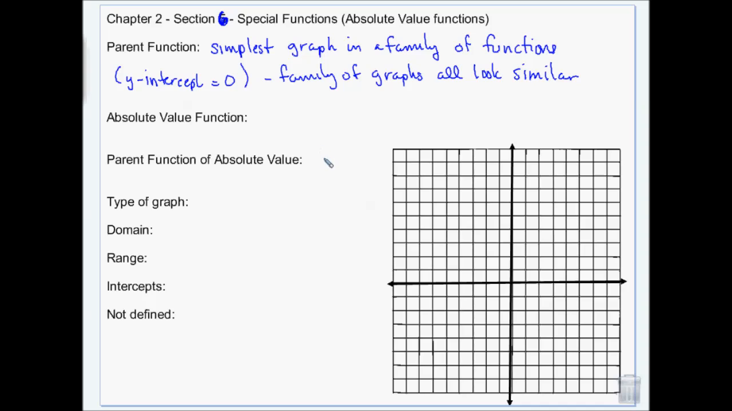So we're going to do absolute value only from this section. And the absolute value function is y equals the absolute value of x, or you could say f of x equals the absolute value of x. And then you have variations on this. The parent function of the absolute value is y equals absolute value of x.